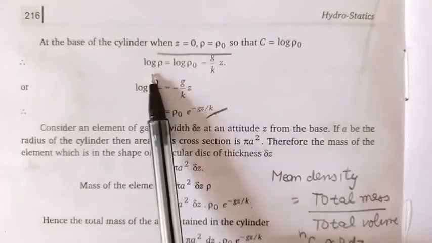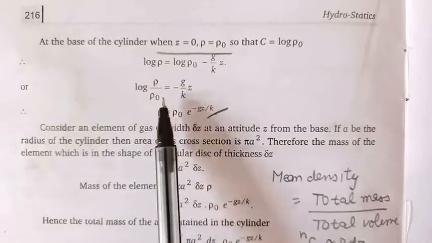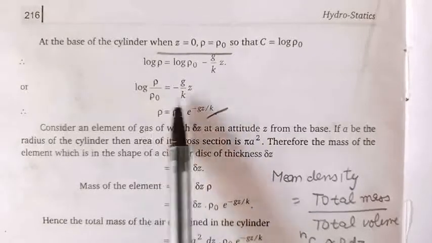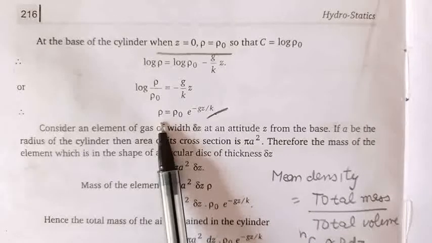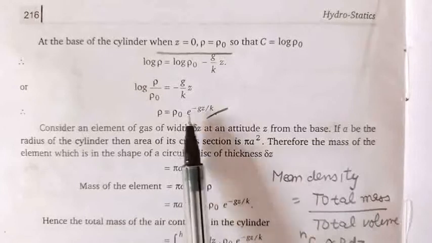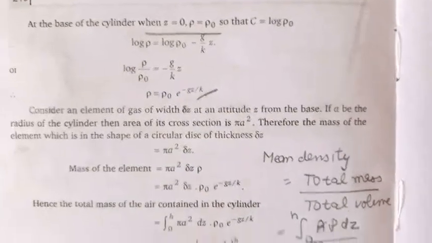Shifting this term to the left side, we get log of rho upon rho naught is equal to minus gz by k. Taking exponential on both sides, we get the value of rho, which is given by rho naught into e raised to the power minus gz by k. Now we are to find the mean density.